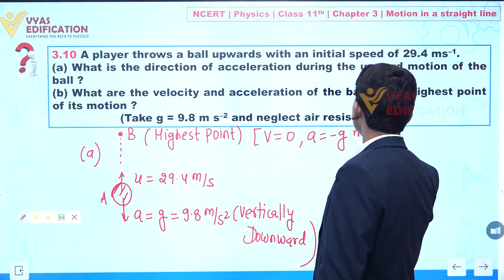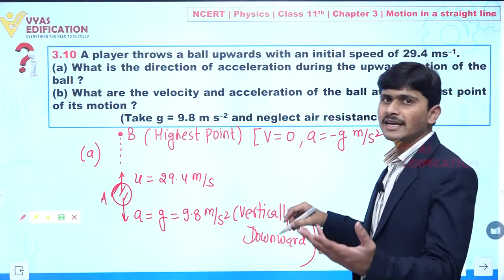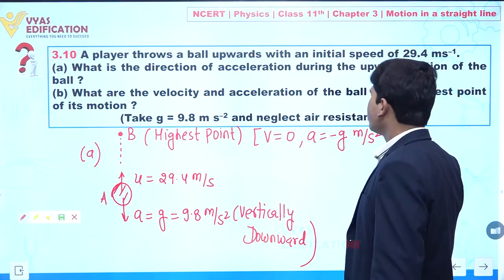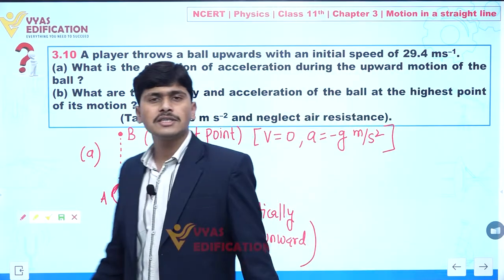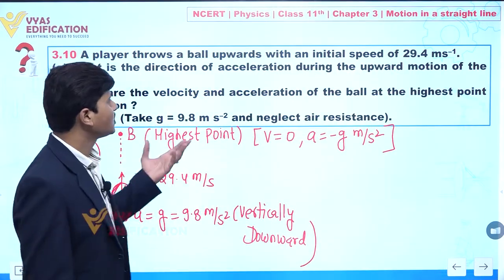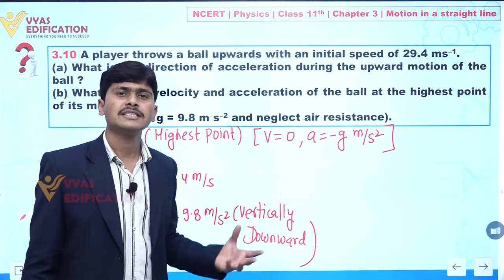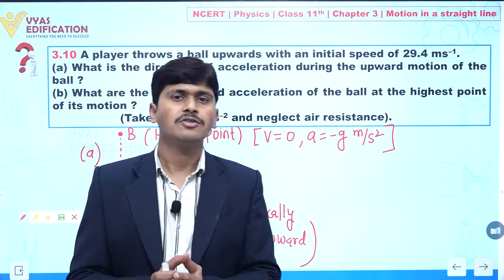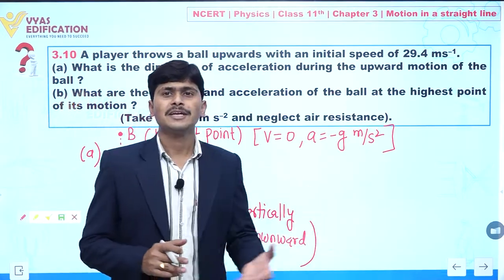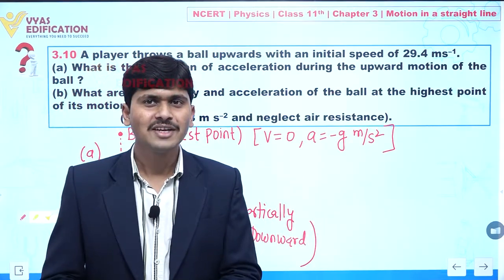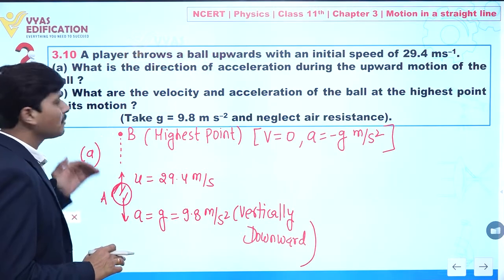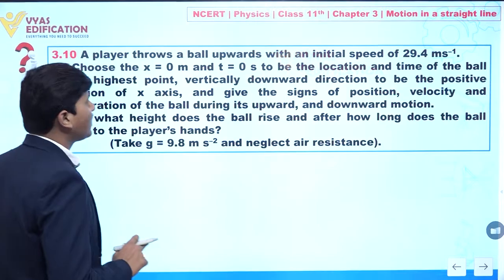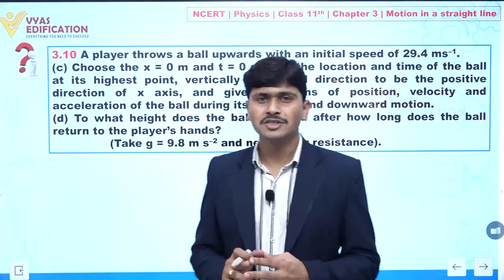If we take upward direction as positive, then we can write acceleration equal to minus g meter per second square. So the velocity at maximum height is 0, and acceleration equals minus g, or in terms of magnitude, 9.8 meter per second square. Clear to everyone? So this is the answer of part A and part B. Now actually we have two more parts of this question.